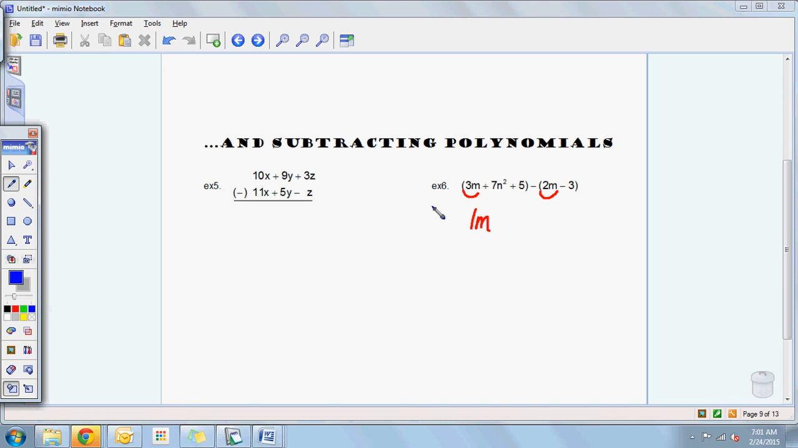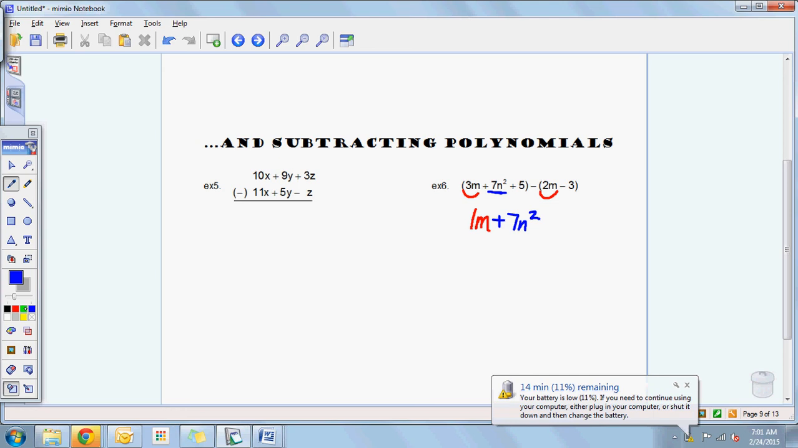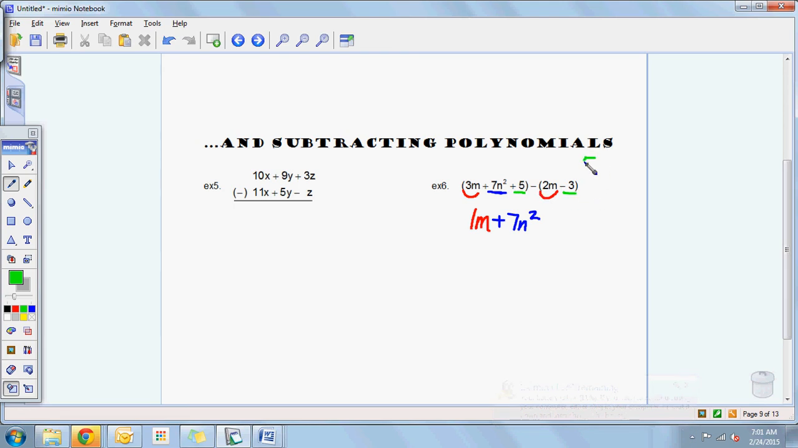Okay? Then I'm going to look, I don't have a like term anywhere over here. There's nothing that looks like this. So this is going to be its own thing. I'm just going to bring it down into my expression. So 7n squared comes down. And then I have my whole numbers here. So here's where you need to be very, very careful. We have 5 minus a negative 3.